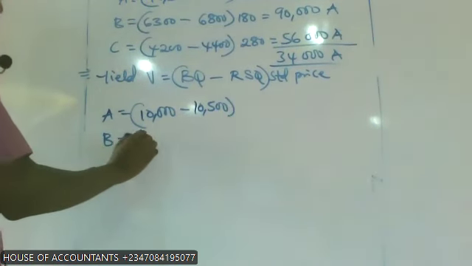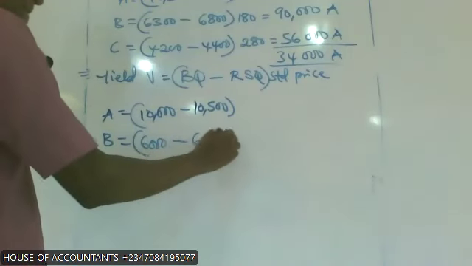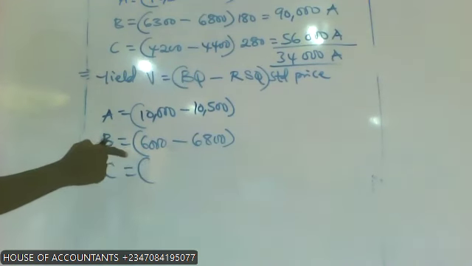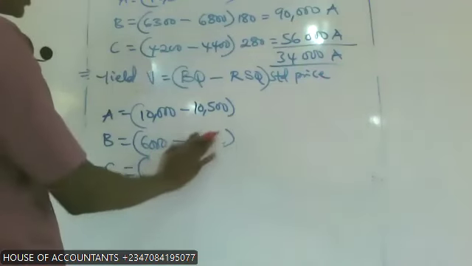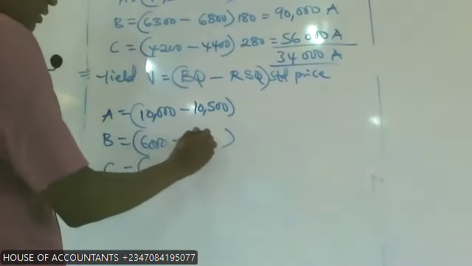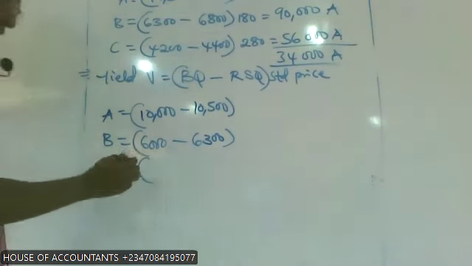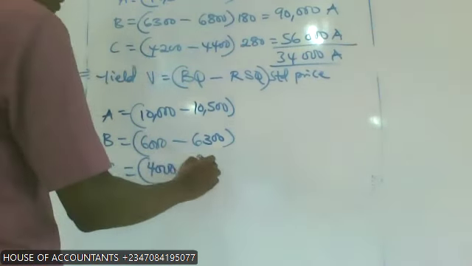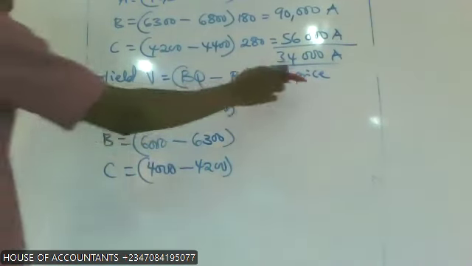This one is 6,000 minus 6,800. Then this one, no, it's 6,300. Oh, sorry, 6,000 minus 6,300, yeah. 6,000. Then this one should be 4,000. Is that what we get? Yes. Minus 14. That's 4,200. Okay, fine. So what is our standard price?